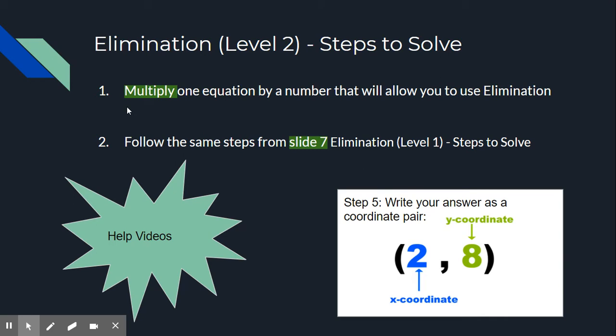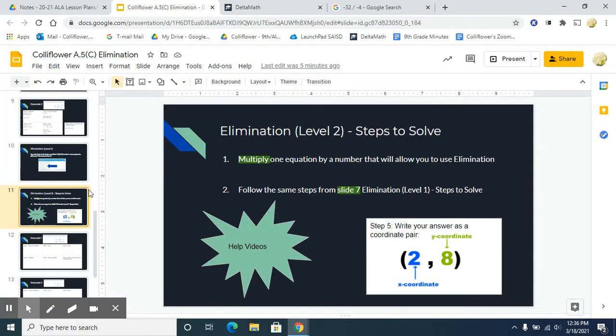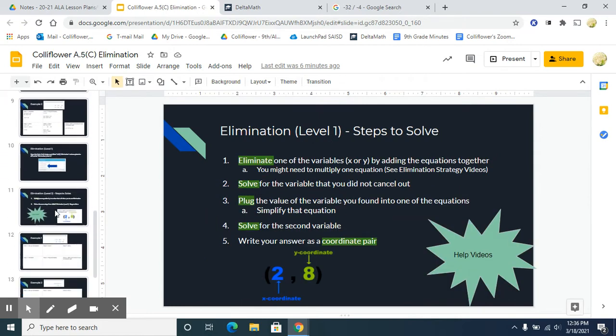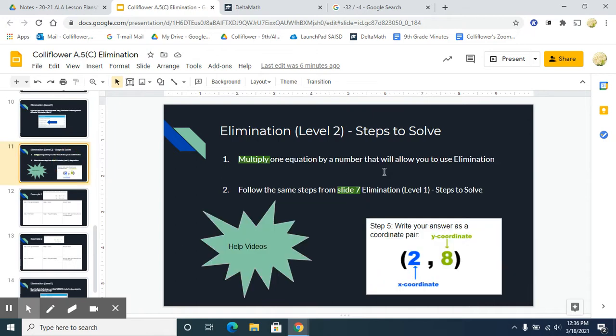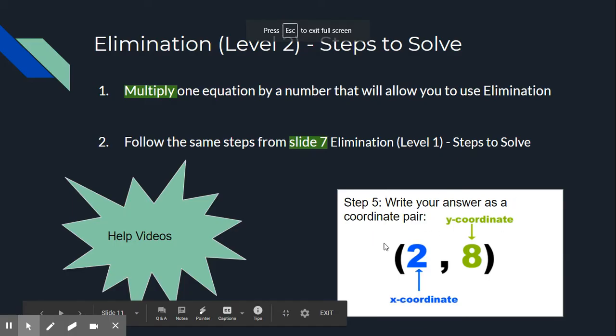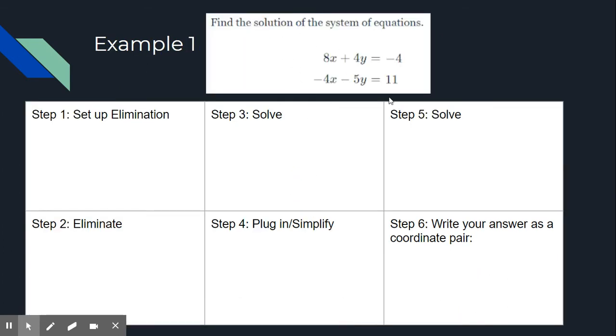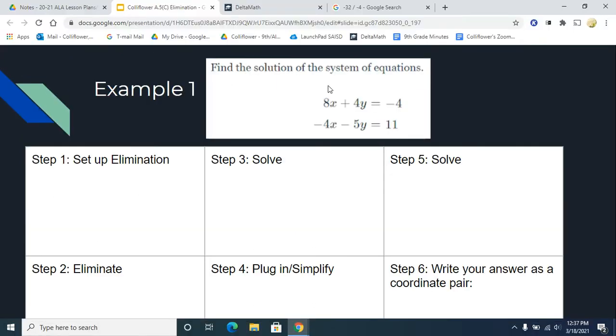And then we're going to follow the same steps from slide 7, which has these steps to solve elimination problems. Remember, our solution is going to be a coordinate point. So let's look at this example. We're going to find the solution to this system of equations here: 8x plus 4y equals negative 4, and negative 4x minus 5y equals 11.